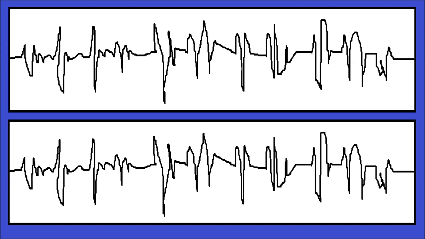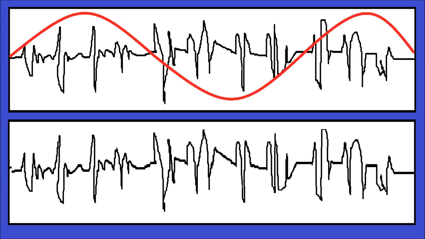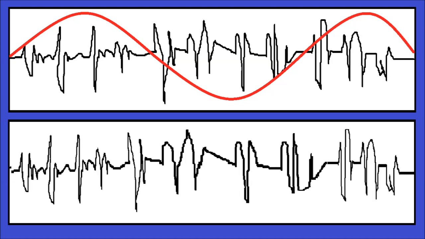During recording and playback, the speed kind of goes up and down. This is called wow and flutter, and this causes the sound to kind of be crushed together in some places and spread out in others. As a result of this, some of the sound is in phase and some of the sound is out of phase.